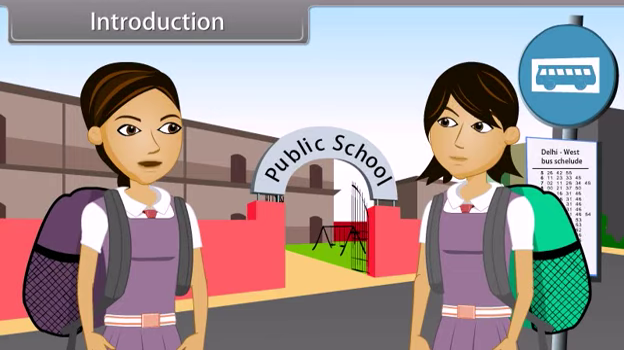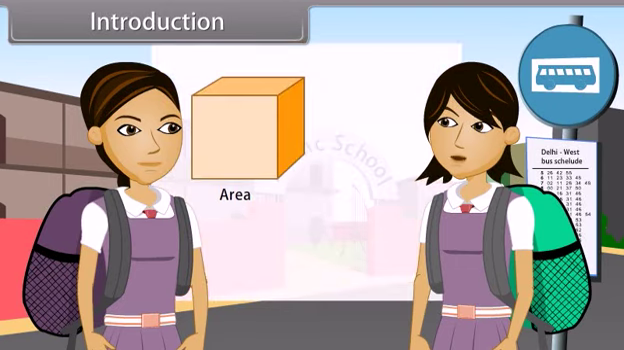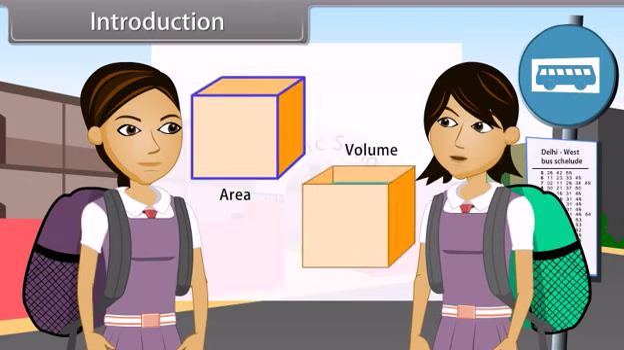I do not understand what you are saying. What is the surface area and the volume? Surface area is exactly what it sounds like. The area of all the outside surfaces of a three-dimensional object. And volume is all of the space inside a three-dimensional object.